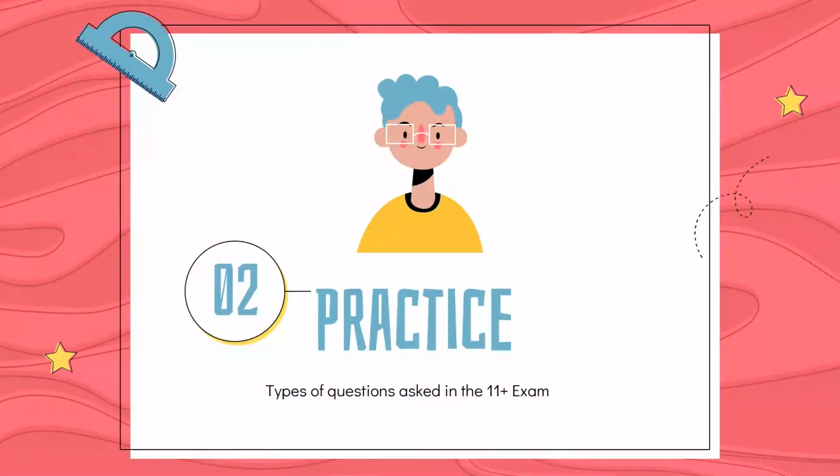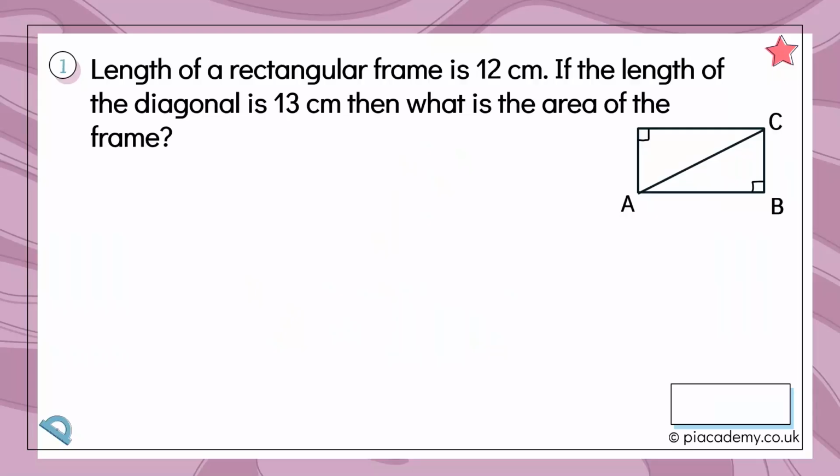Let us now solve problems based on everything that we have learned so far. Question 1. The length of a rectangular frame is 12 centimeters. If the length of the diagonal is 13 centimeters, then what is the area of the frame? Well, let us infer from the question the values known to us, that is, AB is equal to 12 centimeters and AC is equal to 13 centimeters.